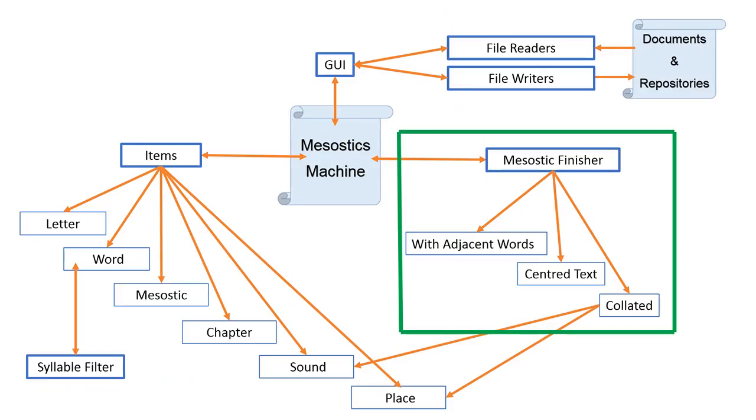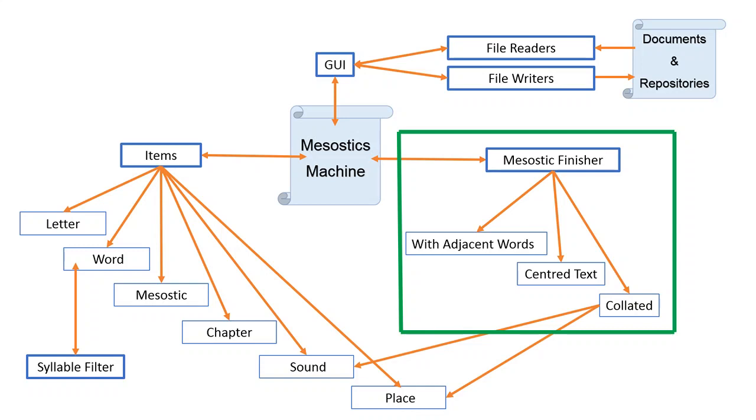Finally, we have the finishers. Once we have created in the documents and repositories Mesostics output files with a chapter full of Mesostics or just one Mesostic in them, we can add adjacent words to each line of each Mesostic with that object. We can center the text on the capitalized row letter as Cage wants us to do.